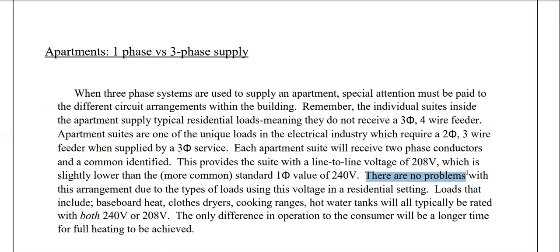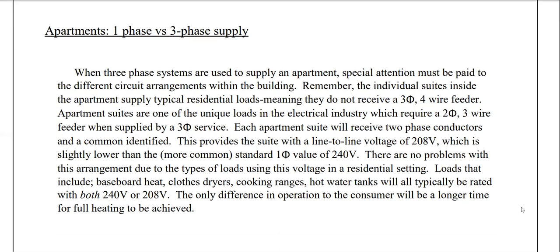There are no problems with this arrangement due to the types of loads using this voltage in a residential setting, and loads that include baseboard heat, clothes dryers, ranges, all that stuff will typically be rated with both 240 or 208 nominal system voltage ratings. The only difference in operation to the consumer will be a slightly longer time for full heating to be achieved.